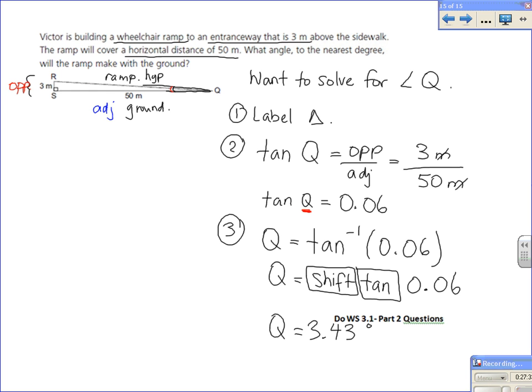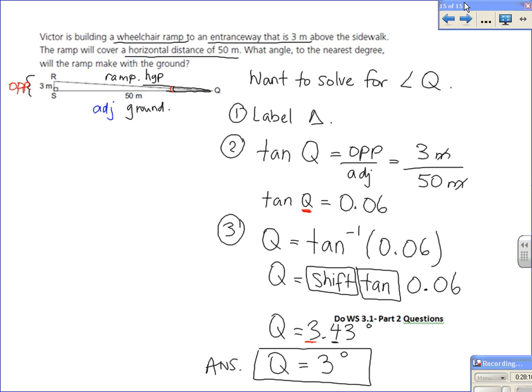The question asks us what angle to the nearest degree will the ramp make with the ground. So the nearest degree is, here's my nearest degree, so the nearest whole degree. So I'm going to round this to Q is equal to 3, because I see that 4 is the next number after the decimal, and 4 is not large enough to round up the 3, so we'll leave it as 3 degrees. So Q is equal to 3 degrees, and that's my answer. So the ramp makes a 3-degree angle with the ground.